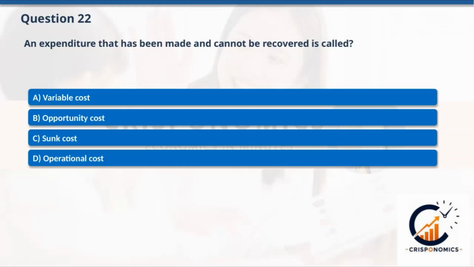Let's talk about different types of costs, focusing on one that's often tricky, the sunk cost. This is money that's already been spent and can't be recovered, no matter what you do next. It's important to recognize sunk costs because they shouldn't influence future decisions. Unlike variable or opportunity costs, sunk costs are behind you. Understanding this helps us make smarter choices going forward without being held back by past expenses.